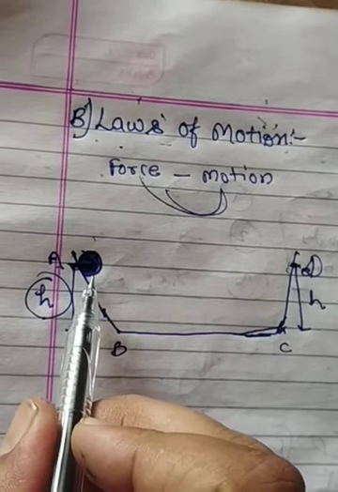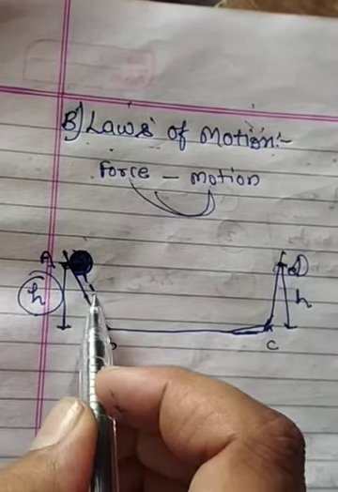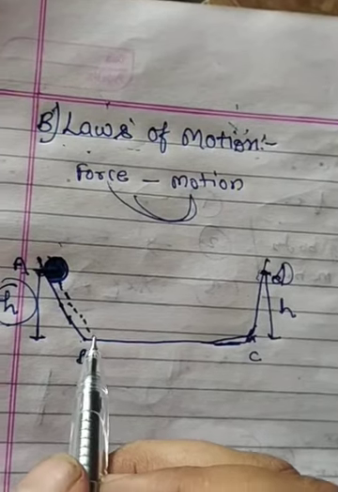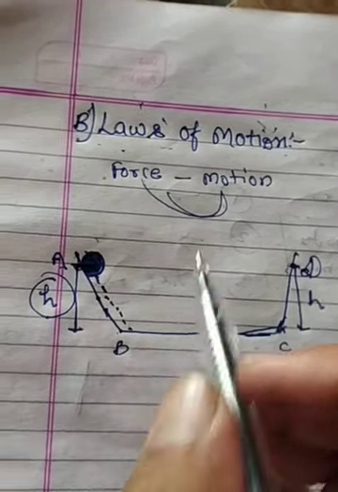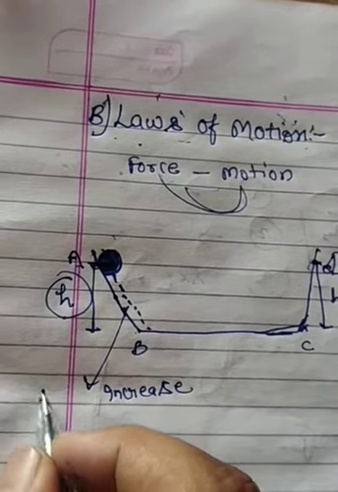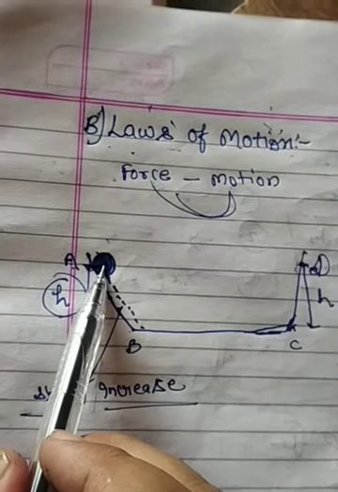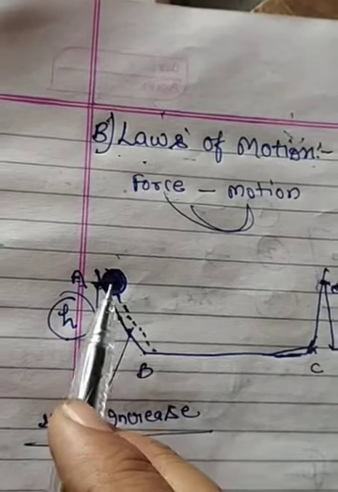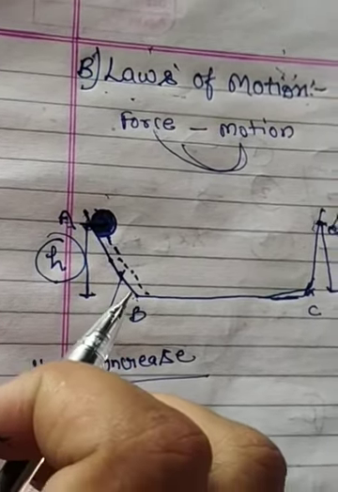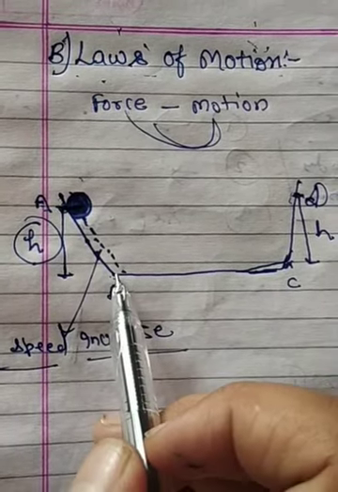It rolls down the inclined plane from A to B. The ball reaches from A to B, and from A to B the speed of the ball will increase due to the inclined plane, because the ball is at a certain height. Clear? Now from A to B the speed of the ball increases, and what will happen next?